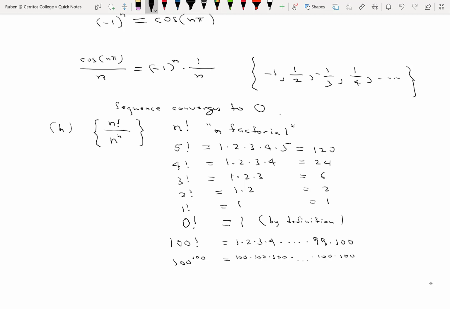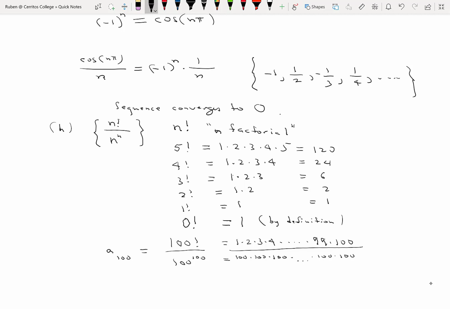The idea in this example, though, is to determine what happens as n approaches infinity to n factorial over n to the n. The numerator is becoming very large. The denominator is becoming large. But notice that there are the same number of factors in the numerator and denominator, regardless of whether n is 50 or 100 or 500 or whatever.